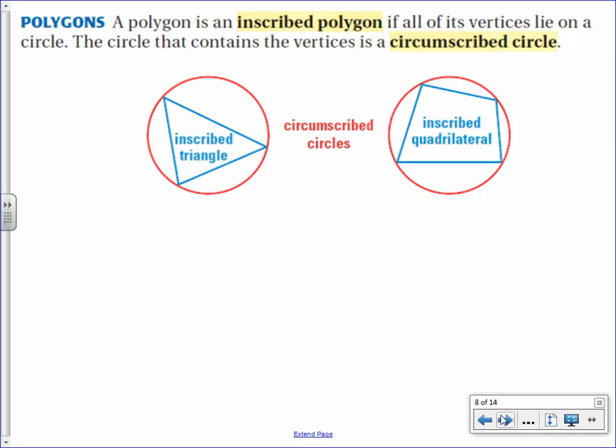Okay. An inscribed polygon is inside a circle. An inscribed quadrilateral is on the inside.